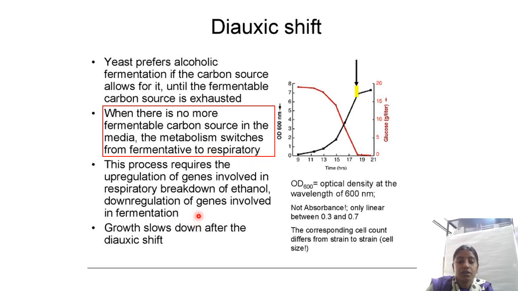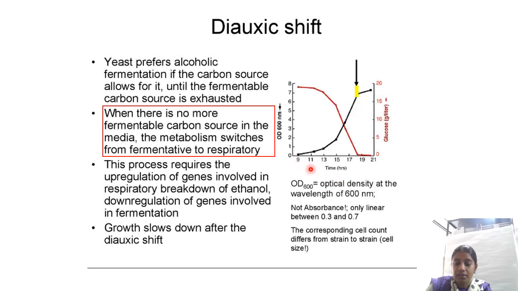So this diauxic shift process slows down the growth of the yeast cells. This process requires the upregulation of the genes involved in the respiratory breakdown of ethanol and other non-fermentable carbon sources, as well as the downregulation of the genes involved in alcoholic fermentation. So you can see a clear diauxic shift that has resulted in the slowing down of the growth of the yeast cells.